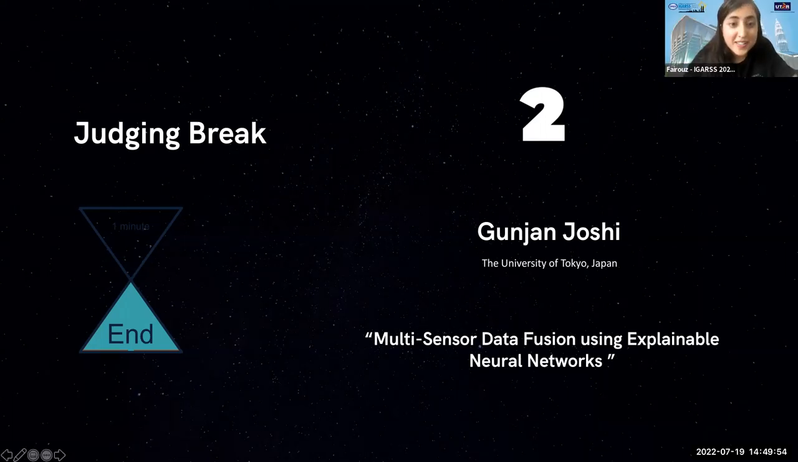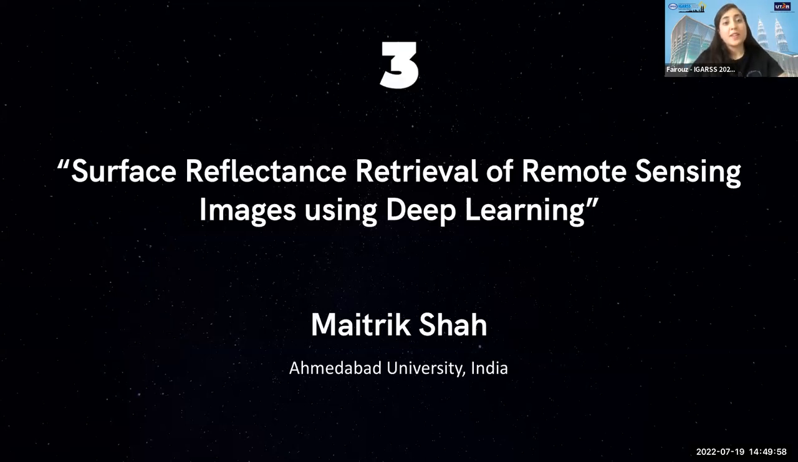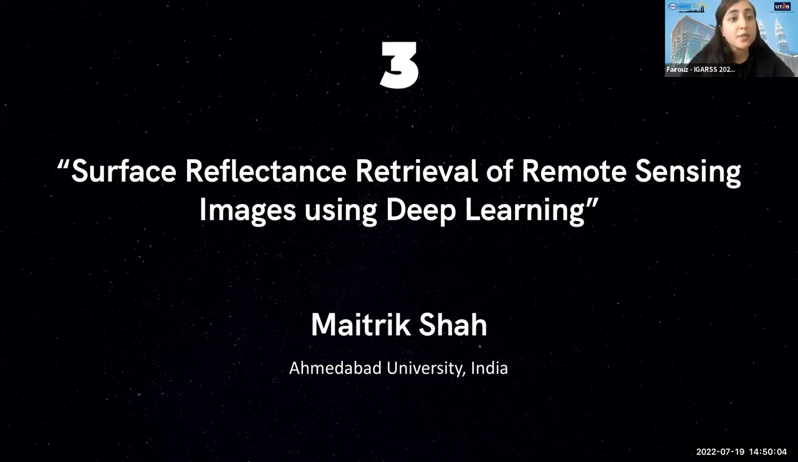Okay, so let's move to the third finalist. His name is Matrik Shah from Ahmedabad University in India. He's going to talk about surface reflectance retrieval of remote sensing images using deep learning. Hi, Matrik.